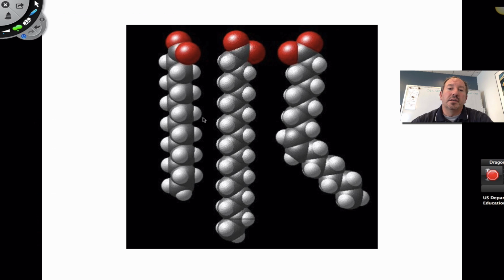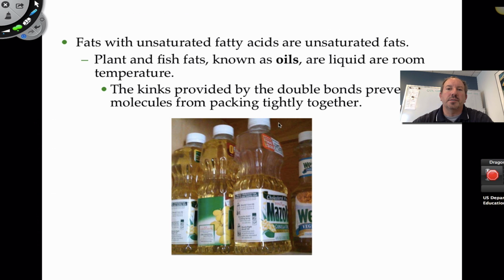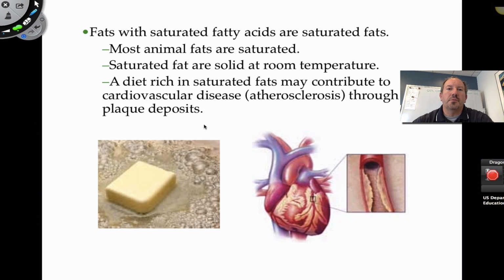And so fatty acids could vary in length. The number of carbons determines that, or the degree of saturation. You can have unsaturated and saturated fatty acids. And again, plants and fish can have oils which are liquid at room temperature, and the double bonds prevent the molecules from tightly packaging. The saturated fat, of course, can be turned into a liquid if heat is applied, but they're solid at room temperature.